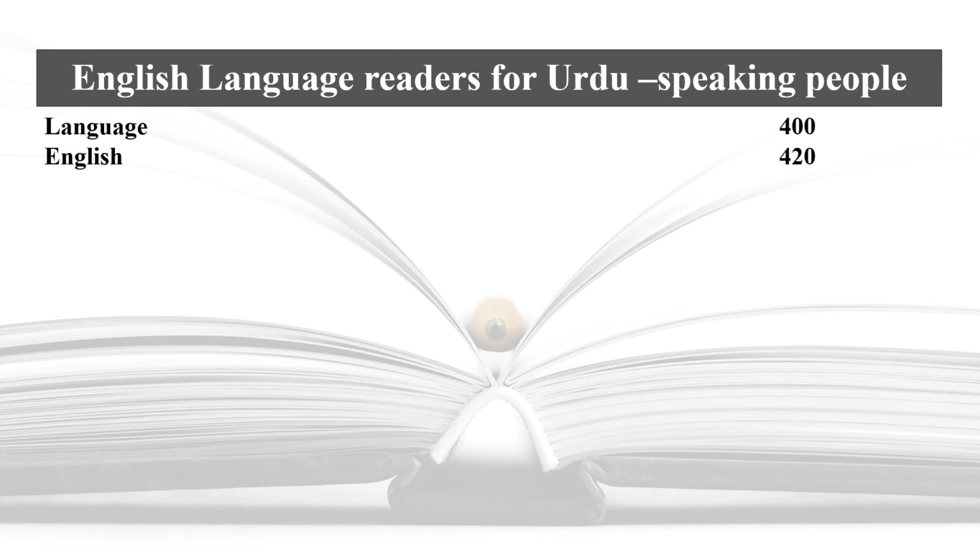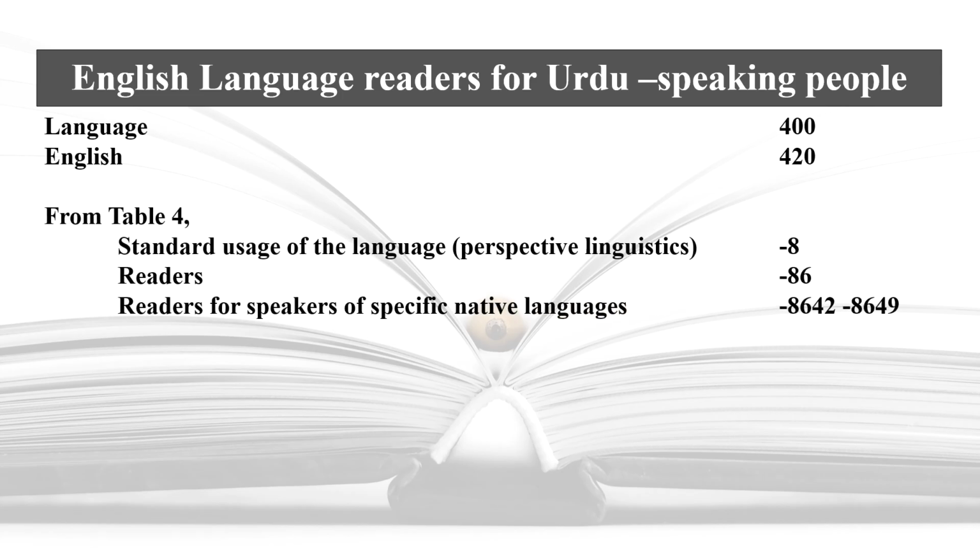Now, as we have discussed, table 4 is dedicated to this particular class. So, from table 4, we will get the standard uses for language, that is under 8. Under 8.6, there are readers spanning 8642 to 8649, that is readers for speakers of a specific native language other than the language dealt with in that book. There is also an add notation that tells us to add to the base number 864 the notation 226 from table 6.